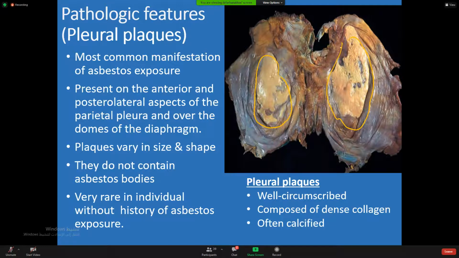It is very common to have these manifestations, and an important thing is that they do not contain asbestos bodies. Okay, and they are very rare in individuals without a history of asbestos. So it is very much related to asbestos exposure. And you can see over here, this is very well circumscribed. They are composed of collagen, obviously fibrosis, and sometimes they can be calcified as well.